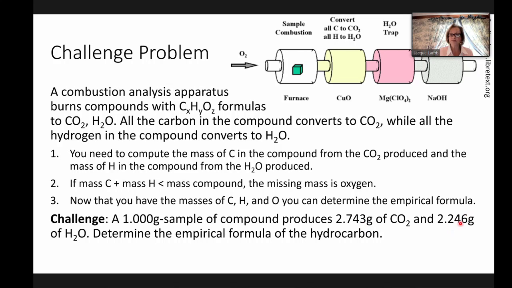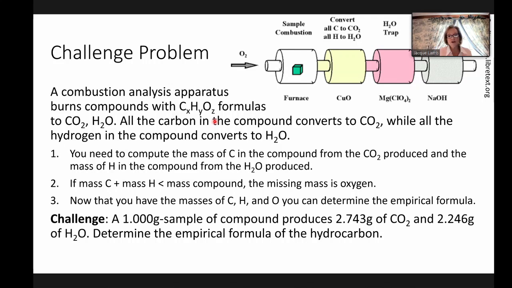the compound. You convert 2.246 grams of water to moles of water, noting that there are 2 moles of hydrogen per mole of water. So that will give you the number of moles of hydrogen in your compound. And then from that, you can get the empirical formula.